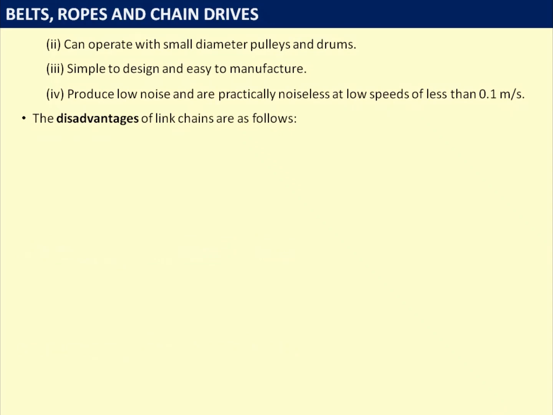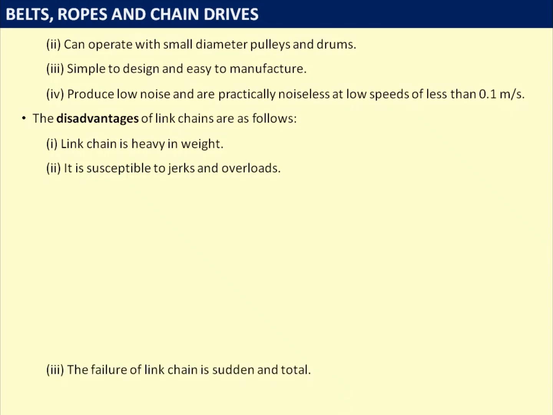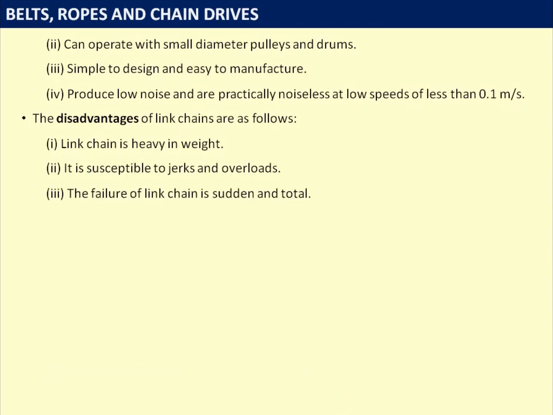The disadvantages of link chains are: first, link chain is heavy in weight. Second, it is susceptible to jerks and overloads. Third, the failure of link chain is sudden and total. Fourth, link chains operate at a low speed.